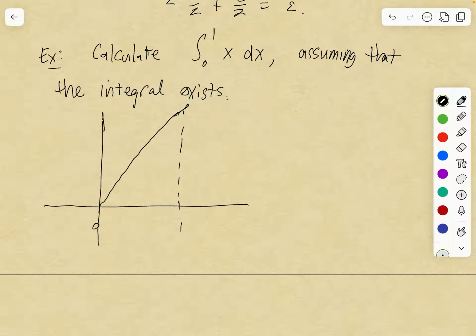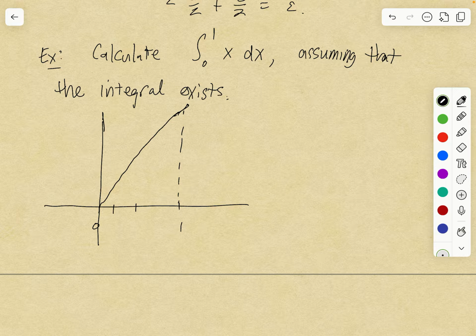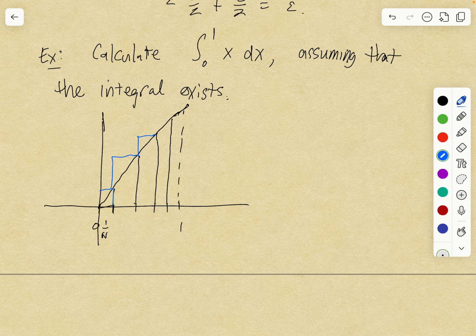So for each n, let's split the interval from 0 to 1 into n pieces. So each width is 1 over n. And then let's just take the right-hand Riemann sum. Well, what is that Riemann sum? So this first area here is just going to be 1 over n times 1 over n.